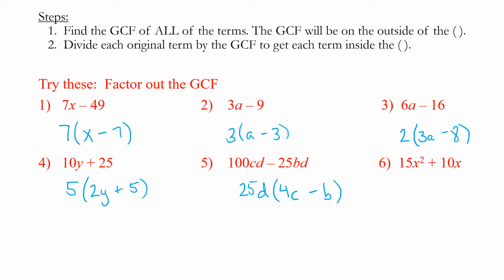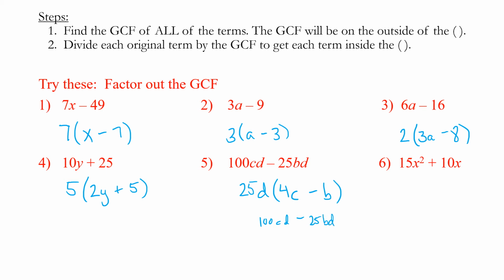And you can always check by redistributing. 25D times 4C would give you 100CD, and 25D times a negative B would give you minus 25BD, just as our check.